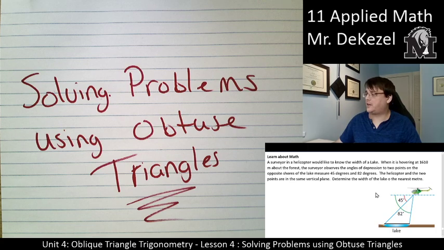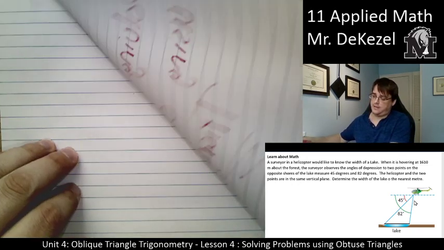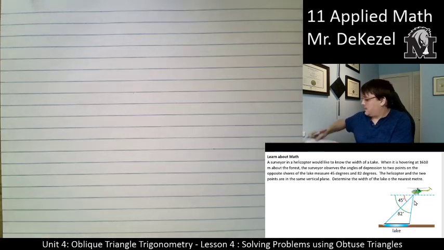A surveyor in a helicopter would like to know the width of a lake. We have the situation given right here. When it's hovering 1,610 meters above the forest, our surveyor observes two angles of depression, 45 degrees to the opposite side and 82 degrees to the close side. The helicopter and the two points are in the same vertical plane, so we are determining the width of the lake to the nearest meter. Let's do it.